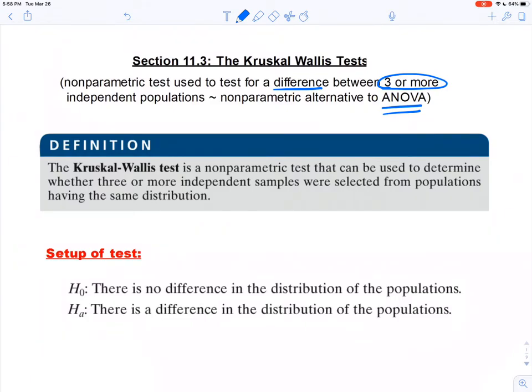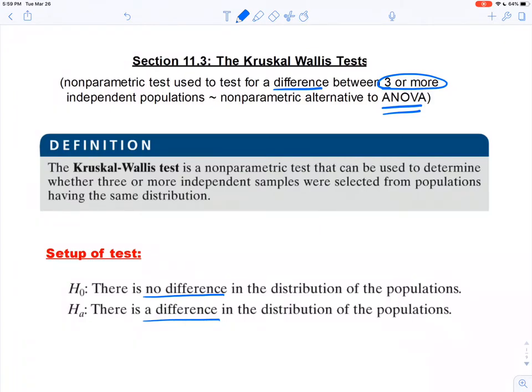Now, as far as the setup of the test goes, much like the other tests here, the null hypothesis will always state that there is no difference between the populations. The alternative will state that there is a difference present. Now, just to give you a heads up here, this will sometimes be worded a little bit differently, just depending on how the test is started.